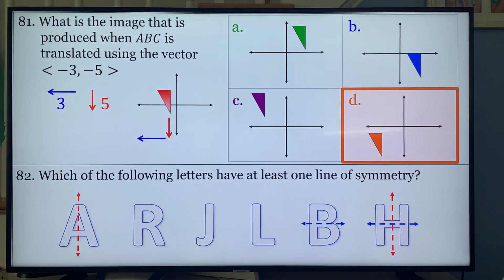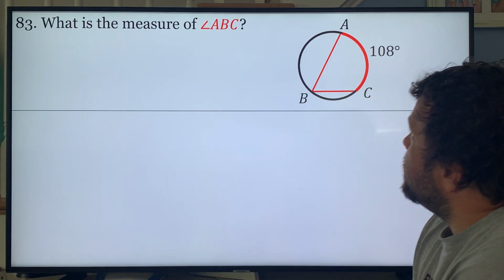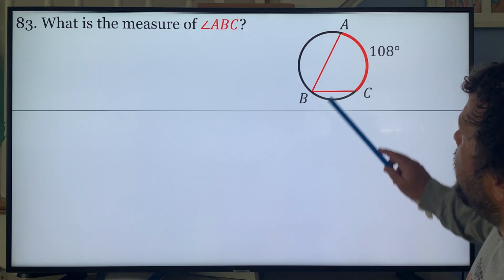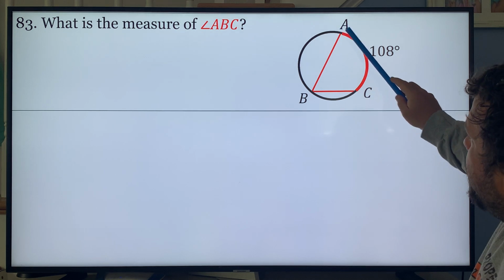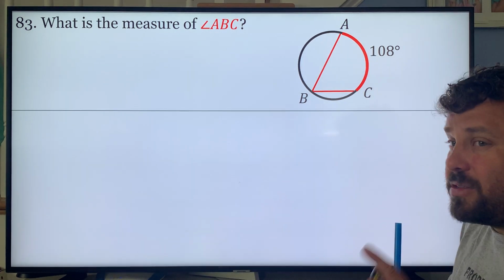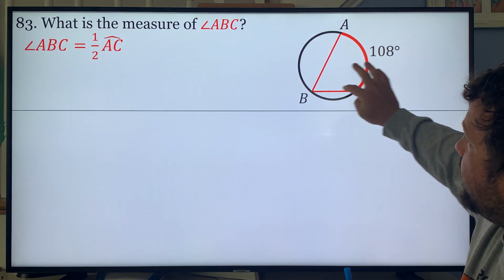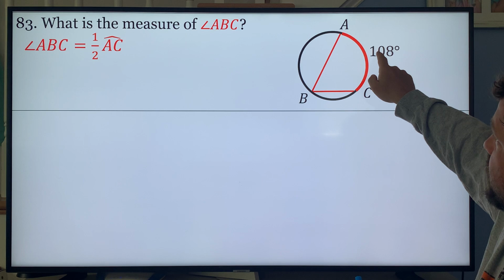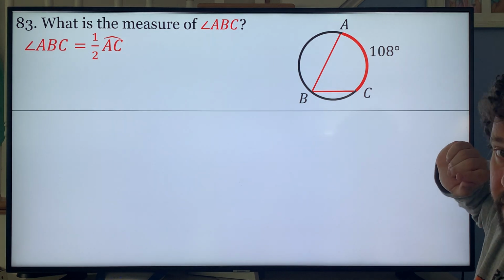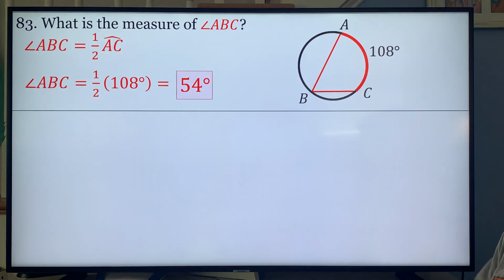I drew the line of reflections. Right? All right, A3, what is the measure of our angle ABC? Now, if arc AC is 108, how do we find the angle? The angle is, do you remember? Half the arc. So the inscribed angle right here is half the measure of the arc. Okay, so half of 108 is 54.